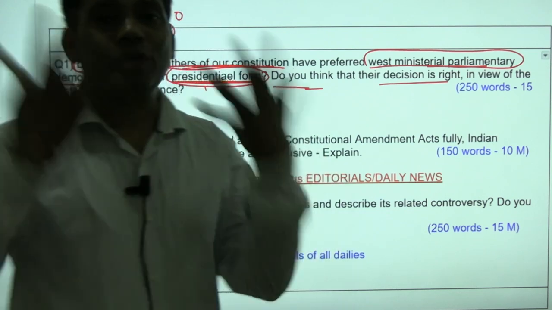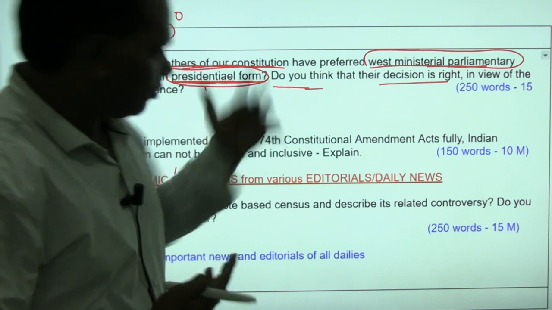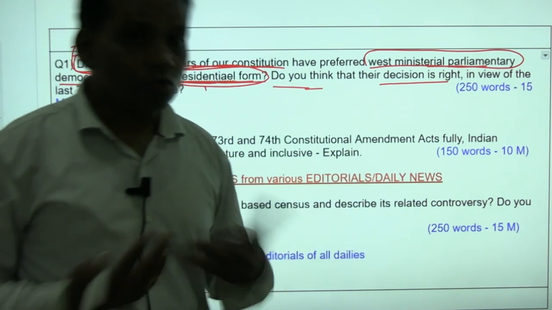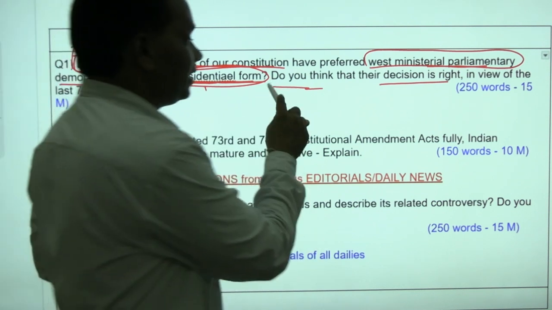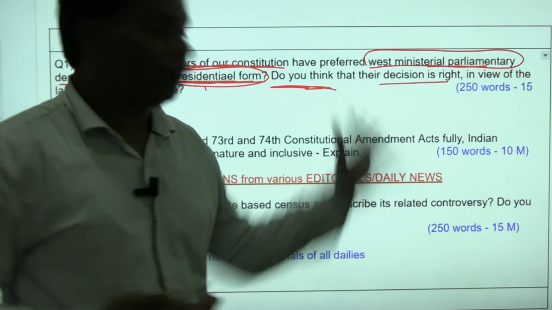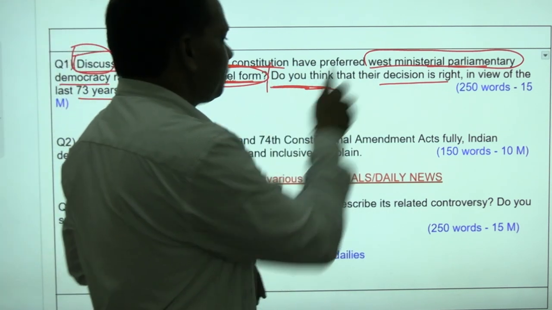Now it is the time to evaluate whether their decision is right or not. Okay, go to the last 73 years of the constitutional experience. What we should review. Okay, but do you think you should tell your view as if you are giving your opinion? But be careful. Okay, you should give the priority.